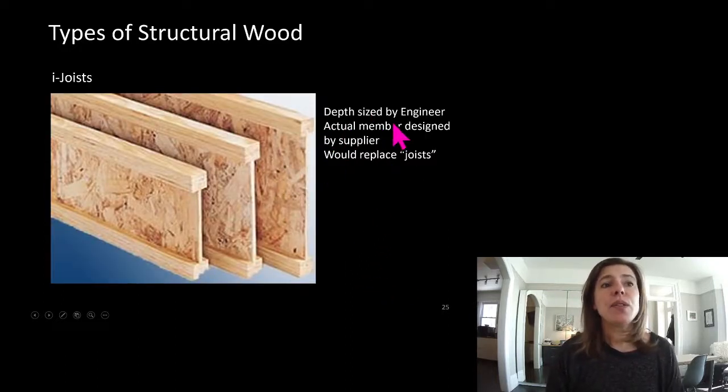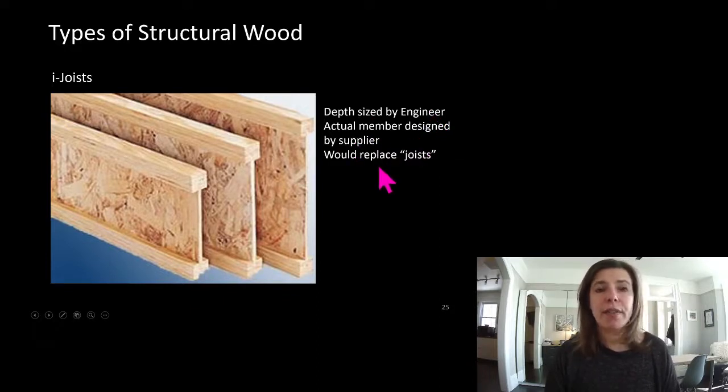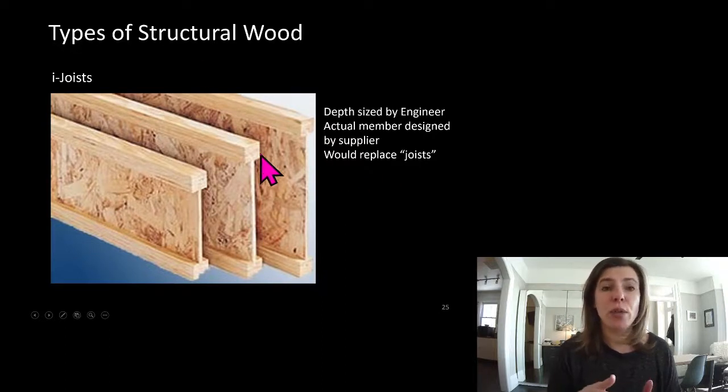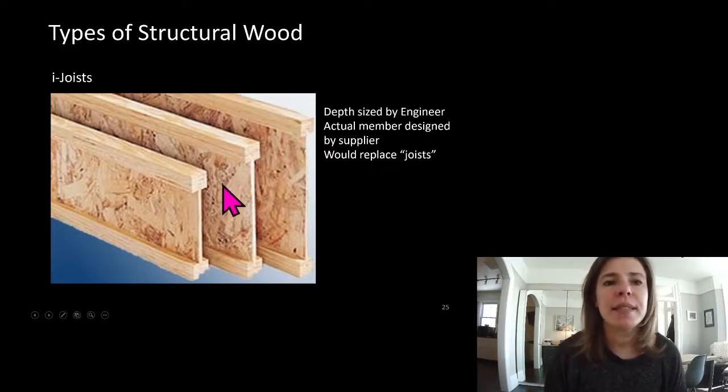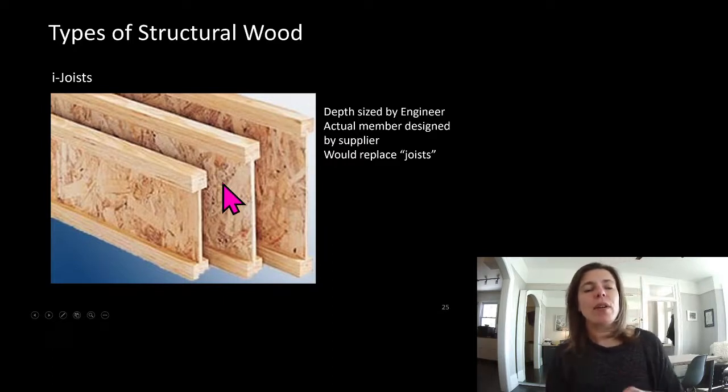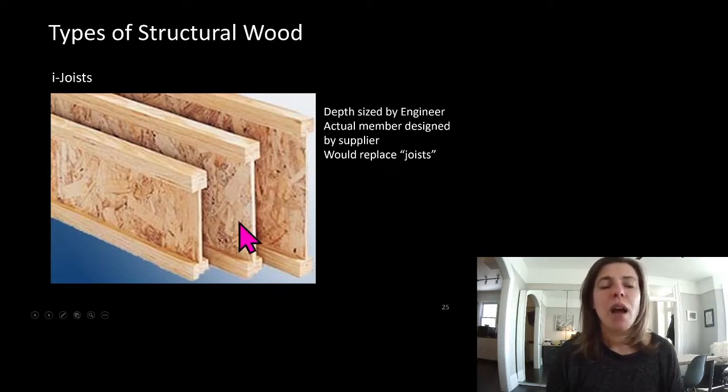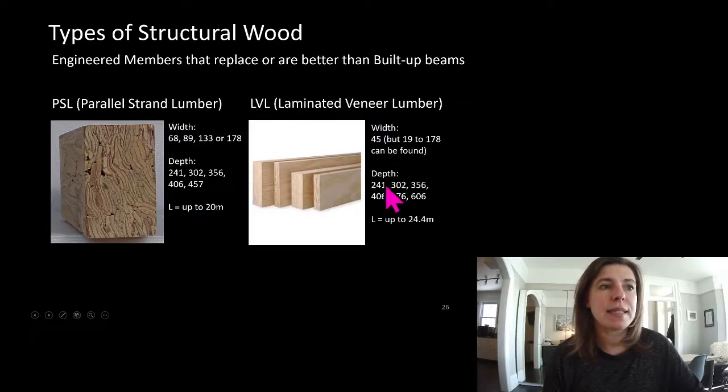I-joists, the depth is usually sized by the engineer. The actual member design is by the supplier. We would use these to trade out joists. And you can think about these as the equivalent of beams or purlins to open web steel joists. Our normal wood joists are our 2x material that are ubiquitous, similar to our purlins. Our open web steel joists are fabricated and designed by the supplier and can do a little bit more with a little less material. And that's what I-joists are. These are custom made by a manufacturer and available in a range of sizes.